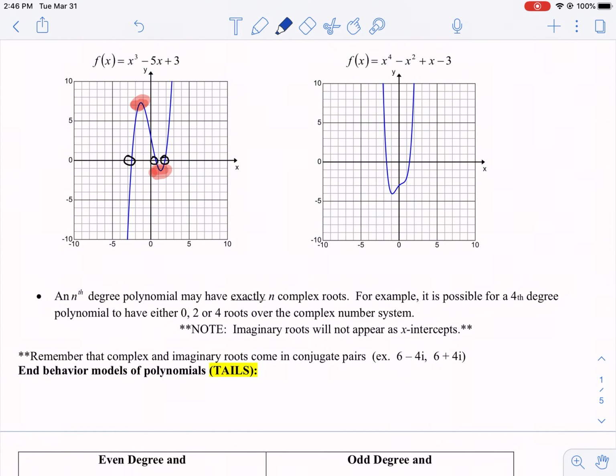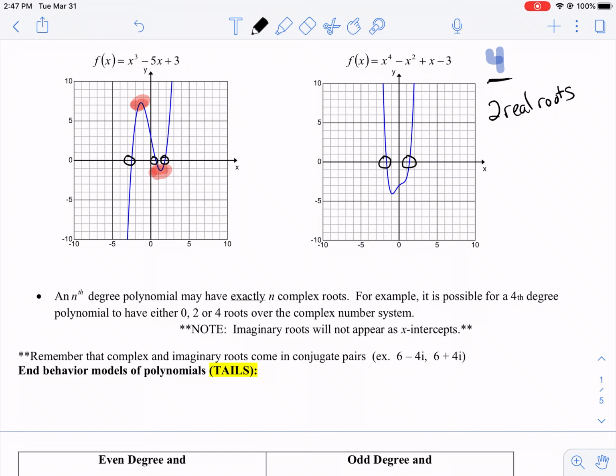On the next one, you have a degree of 4, so 4th degree polynomial. Remember, it will hit the x-axis at most 4 times. Well, this one only hits twice. So what that means is you have 2 real roots because it hits the x-axis.